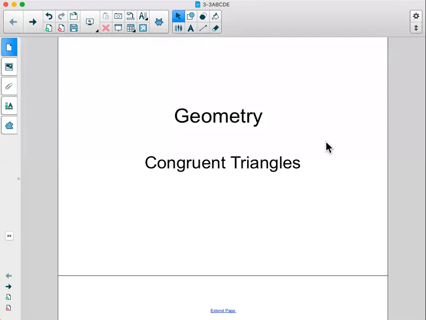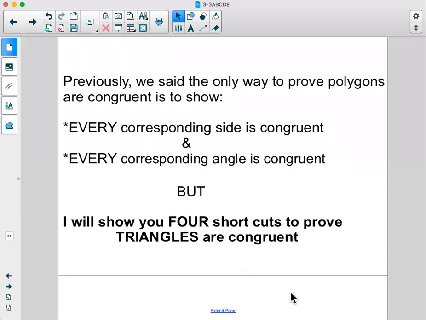Hello, geometry students. Today we're going to talk about how you can prove triangles are congruent. Previously, we talked about how the only way you can prove two polygons are congruent to each other is to show every corresponding side's congruent and also every corresponding angle's congruent. You have to show all of this in order to prove polygons are congruent.